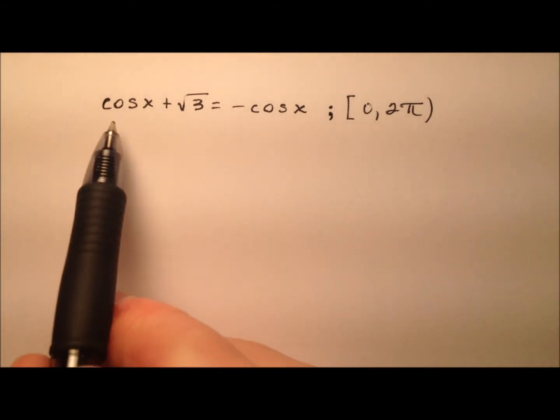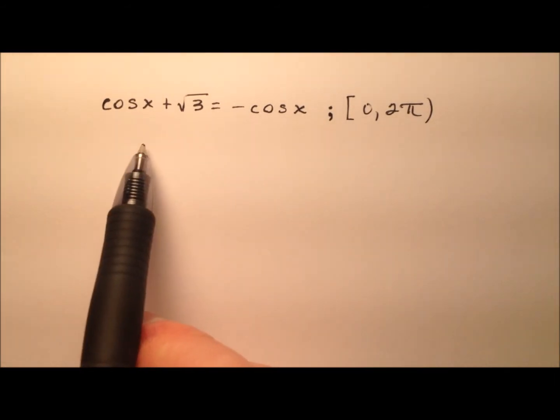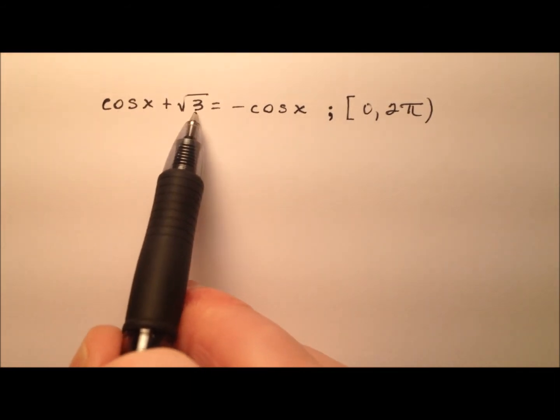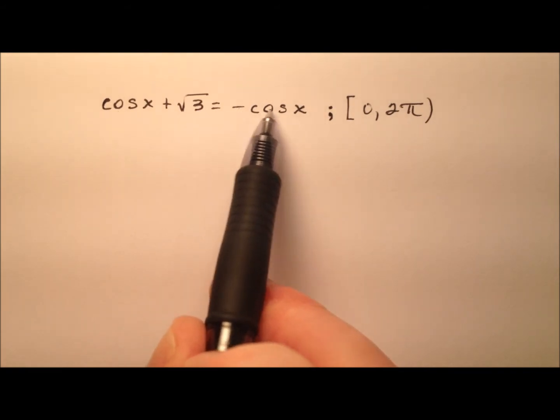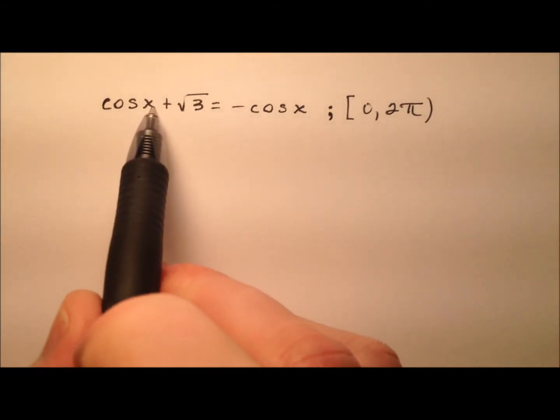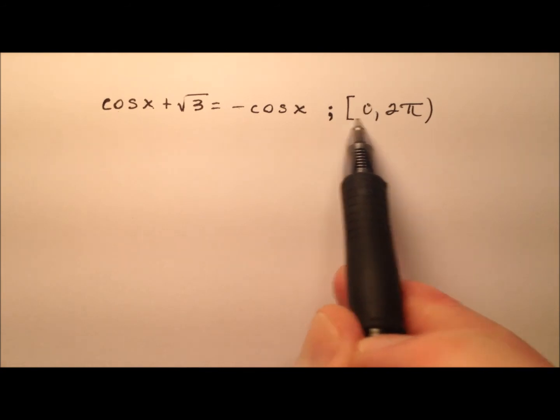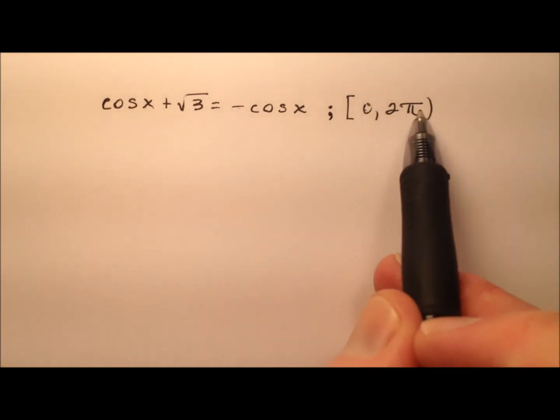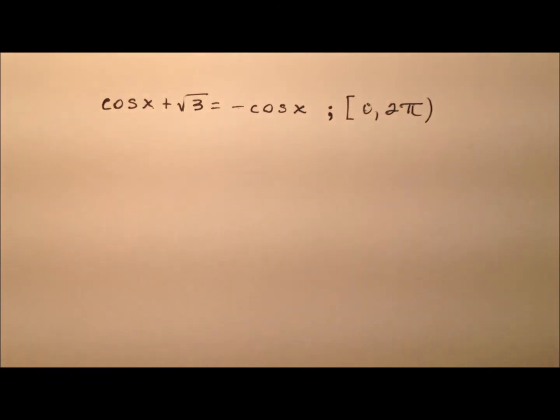In this example, we're going to solve this trigonometric equation. We have the cosine of x plus the square root of 3, and that equals negative cosine of x. And these values of x for which we're solving will be in the interval 0 to 2 pi. Notice that this is in radians, so our solution at the end will need to be in radians also.